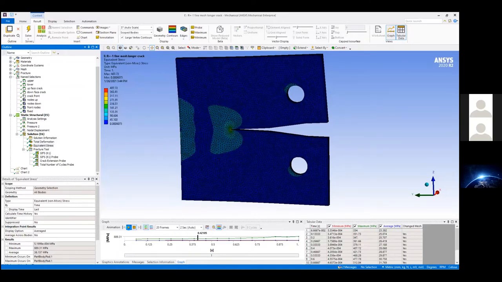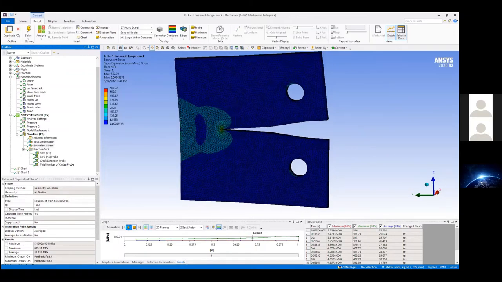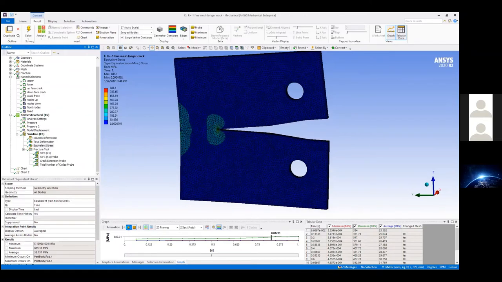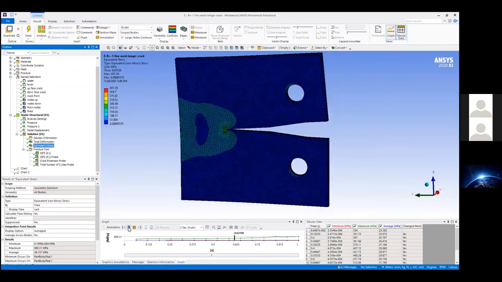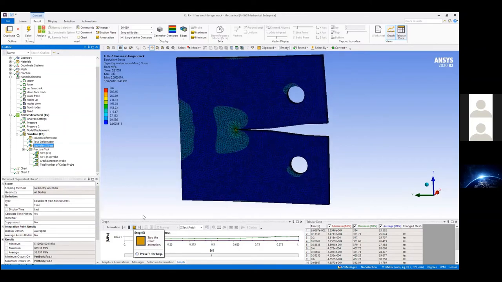And we can see on the left-hand side how equivalent stress is changing during the simulation. And now we'll see a complete simulation. Of course, I could propagate a crack to the final failure, but I wanted to compare results of this specimen with analytical solutions and other numerical solutions. So you will see that very soon in a presentation.